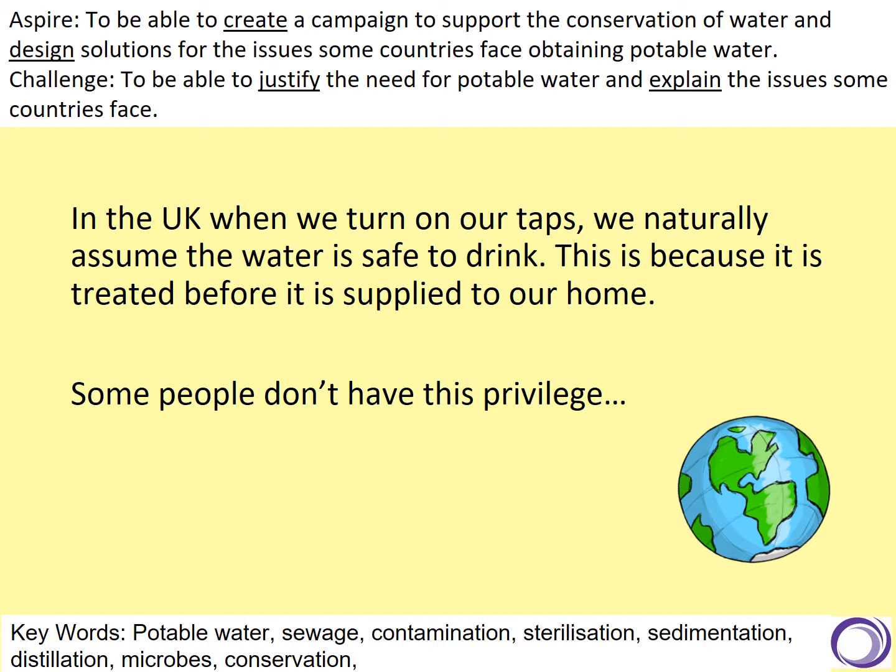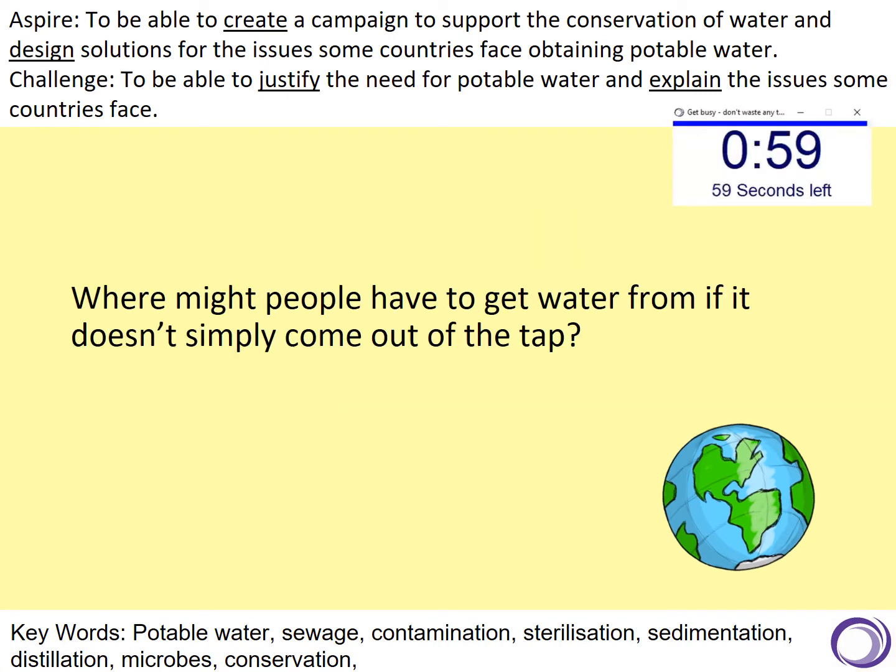So in the UK, when we turn on our taps, we naturally assume that the water is safe to drink, and most of the time it actually is. And that's because it's treated before it's supplied to our home. But some people don't have that privilege. Where might people have to get water from if it doesn't simply come out of a tap? You've got about a minute to write down any sources of water, particularly in countries where there is limited tap water available.